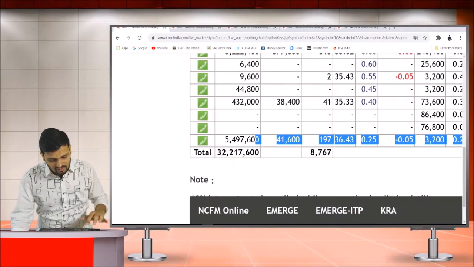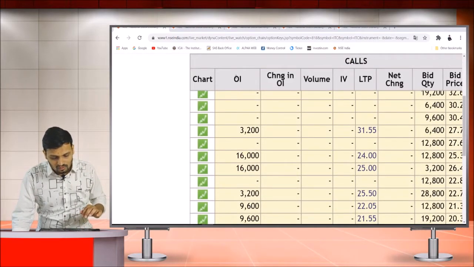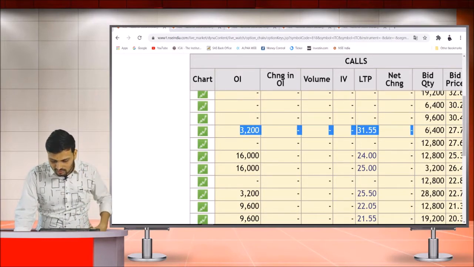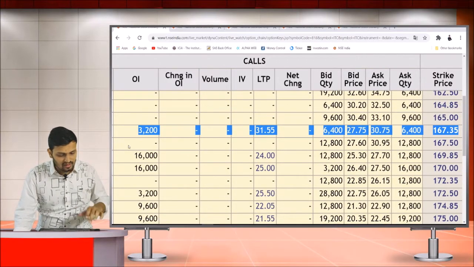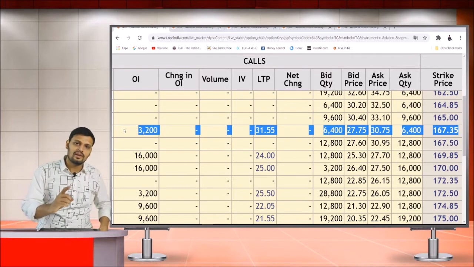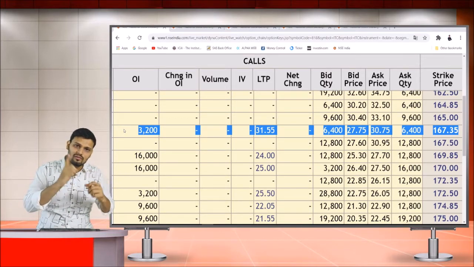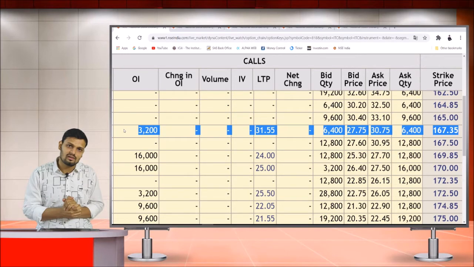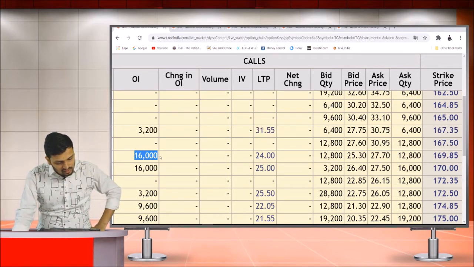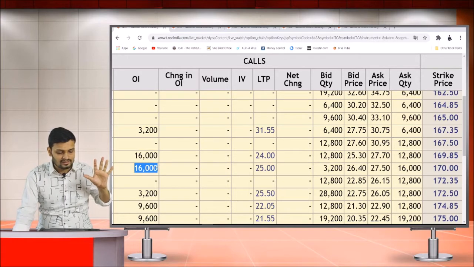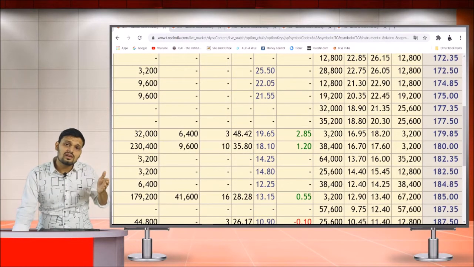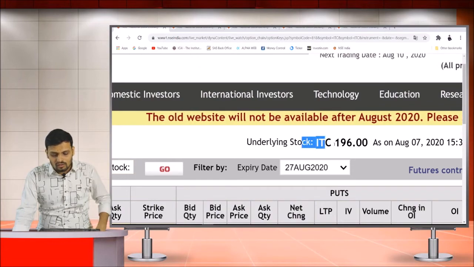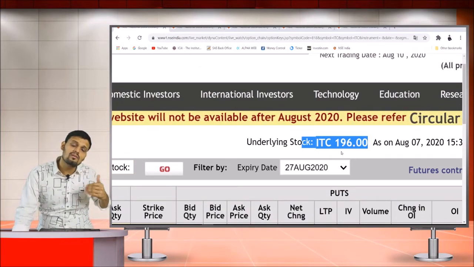But if you can see here, these are the open interest. What is OI? OI means open interest. If you can see here, the open interest for this particular price, 167.35, is only 3200. That means only one contract has been executed till now under this particular strike price of 167.35. If you see here, five contracts have been executed. So the closer the strike price to the actual price, that is, the actual price is 196, the higher will be the open interest.